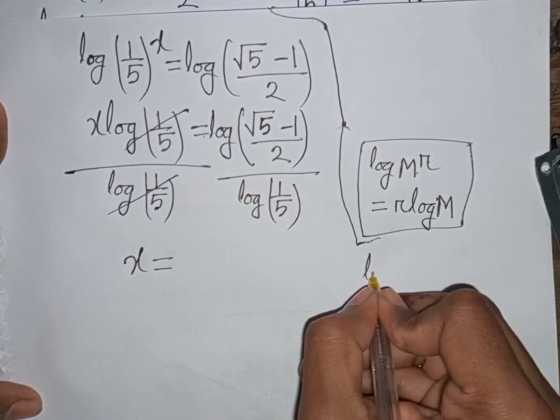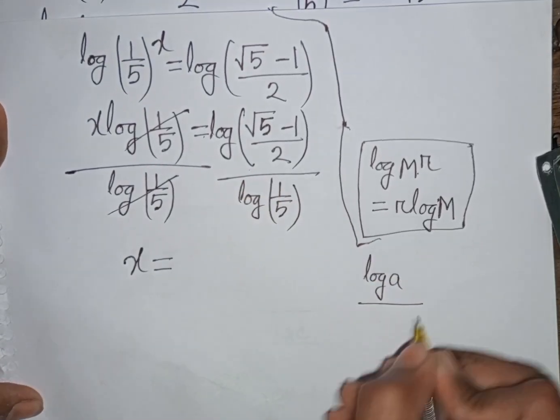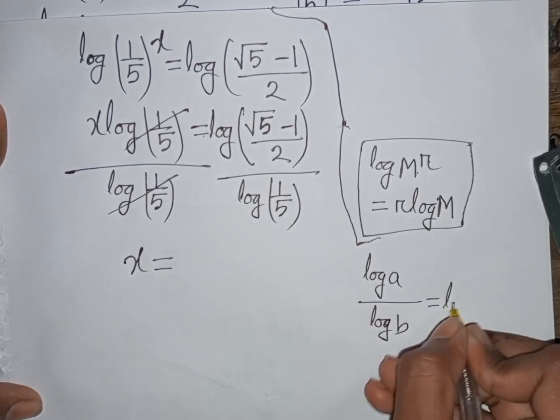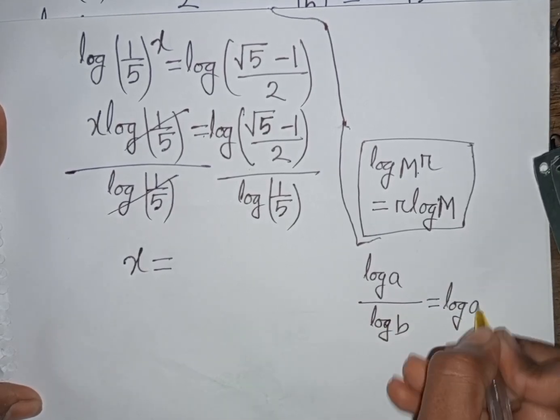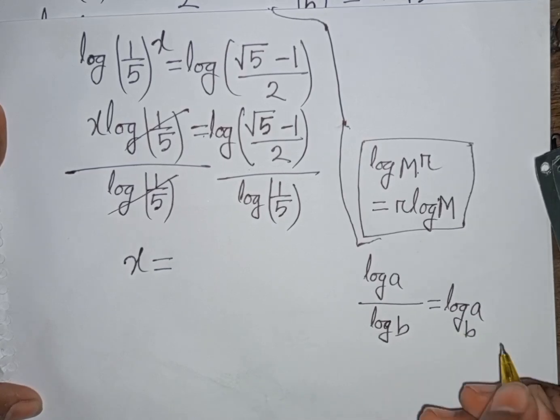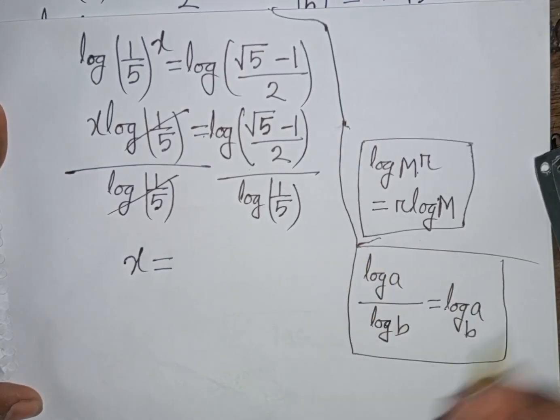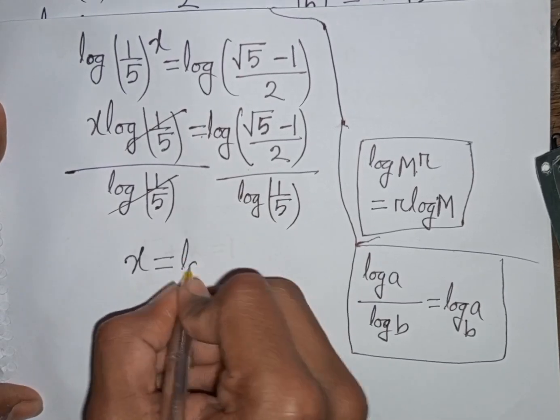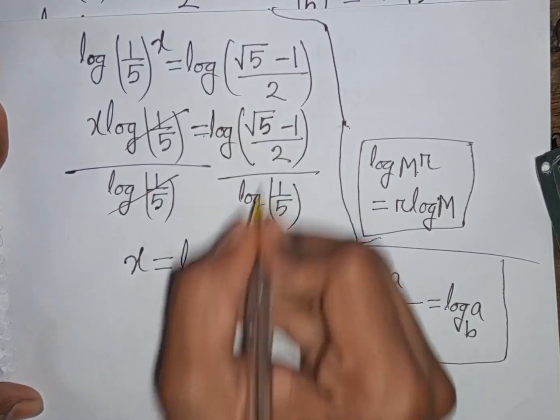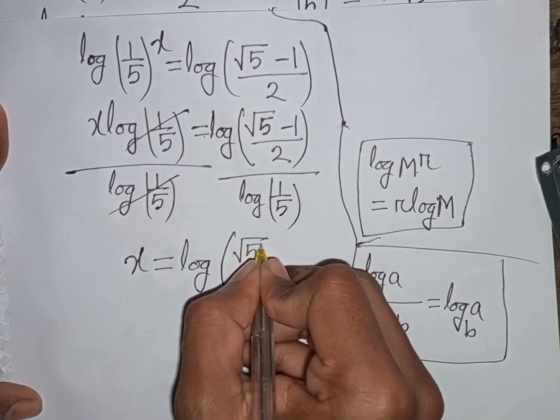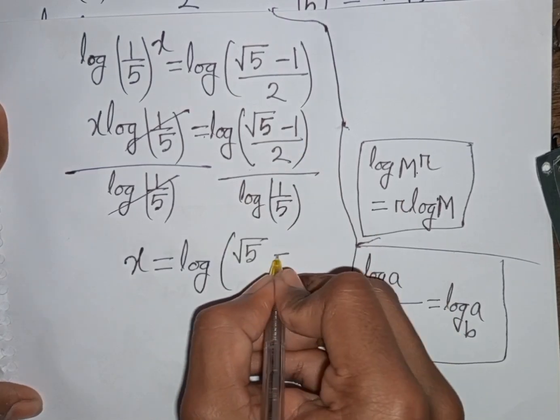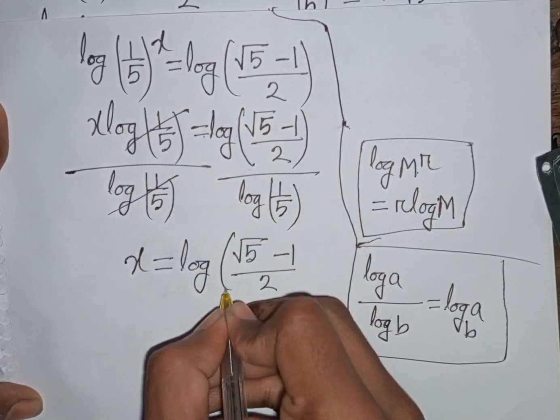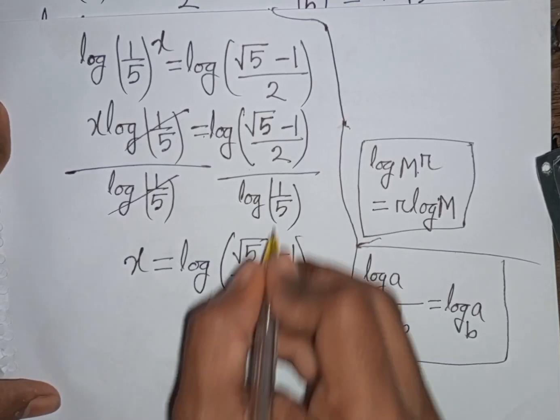here you can apply this formula, log a divided by log b is equal to log a base b. So, according to this formula, this divided by this means it will be log of (square root of 5 minus 1) over 2, with base 1/5.